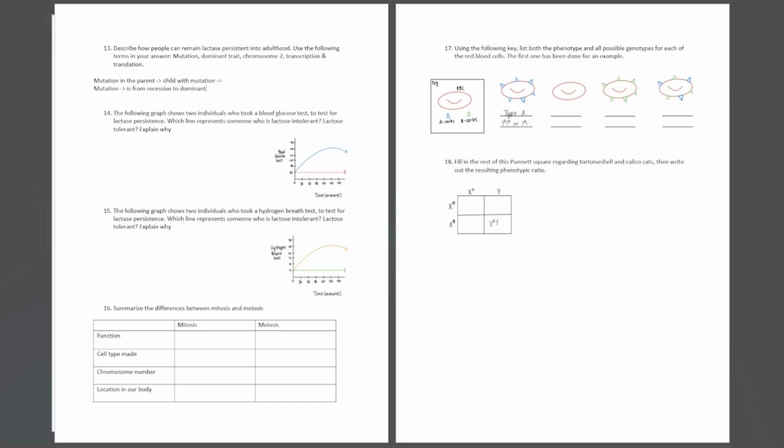So the mutation is from recessive to dominant on chromosome 2. Humans have 23 pairs of chromosomes, with a total of 46. So on chromosome 2, you have this mutation from recessive to dominant for lactose persistence. Therefore, a child with the mutation will keep transcribing into adulthood.